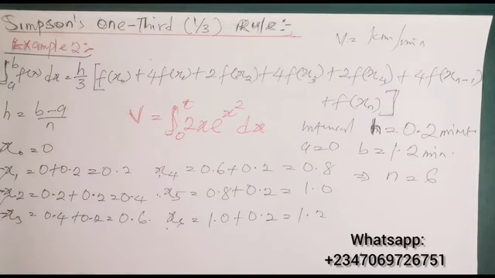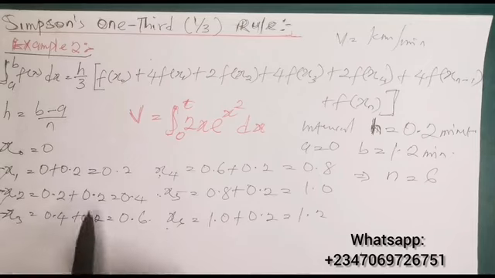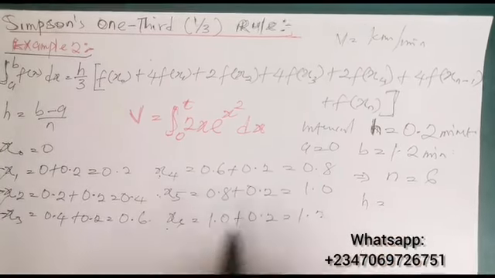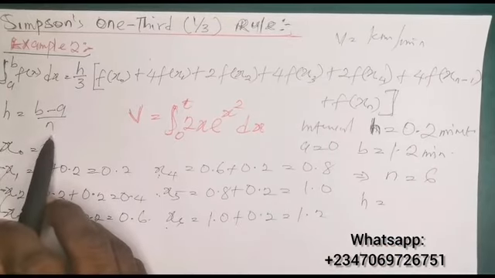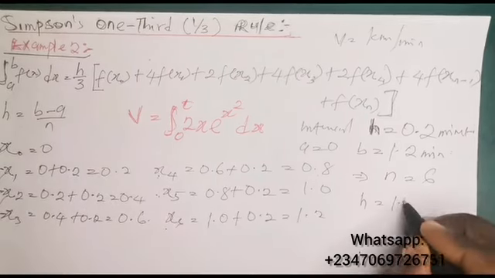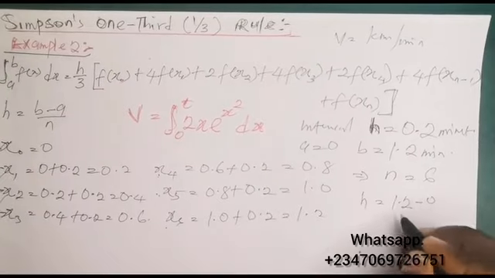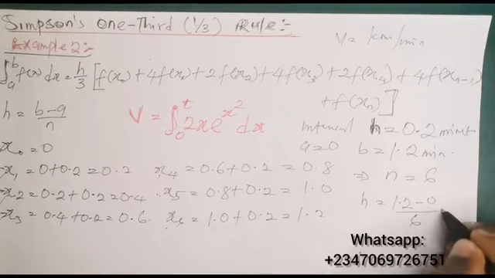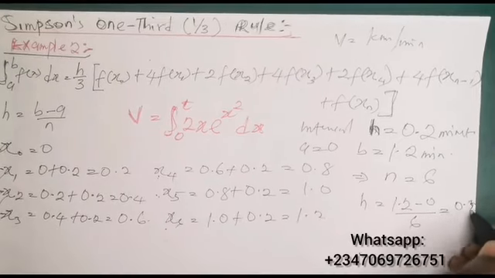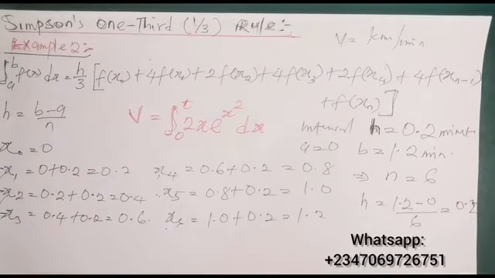But just to confirm as well, you can go ahead and plug in this value into the relationship for h. We said h is equal to b minus a all over n, and b itself is the upper limit, which is 1.2. So b is 1.2 minus the lower limit 0, divided by n, which is 6. And if you do this, you're going to have h to be 0.2, which is the interval given to us in the question.